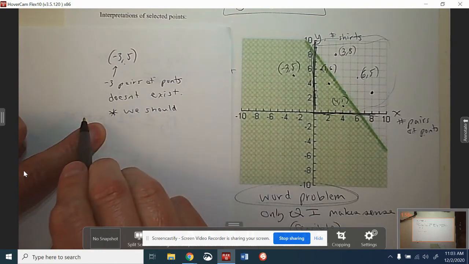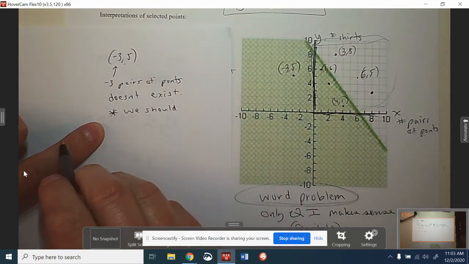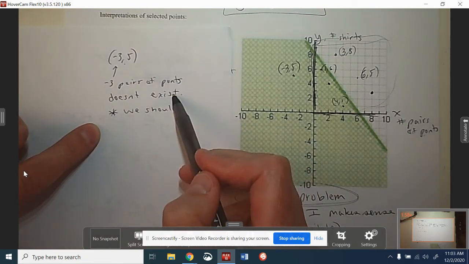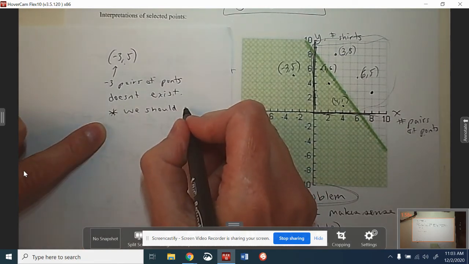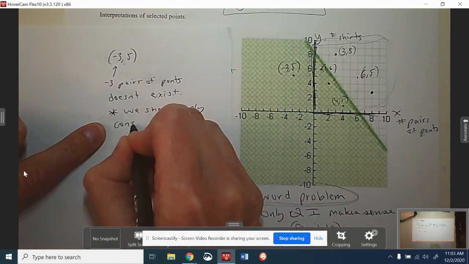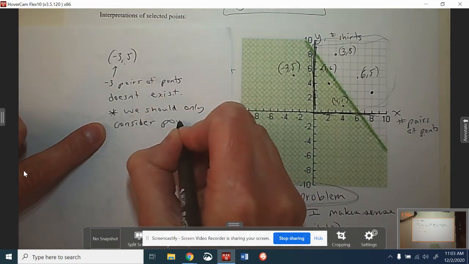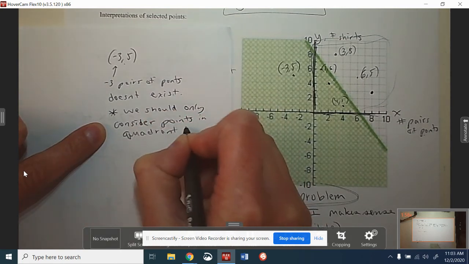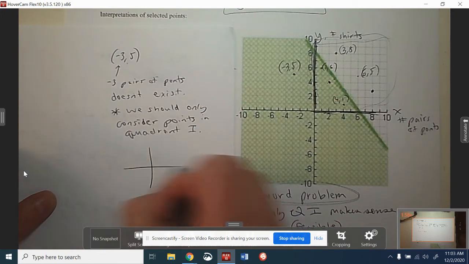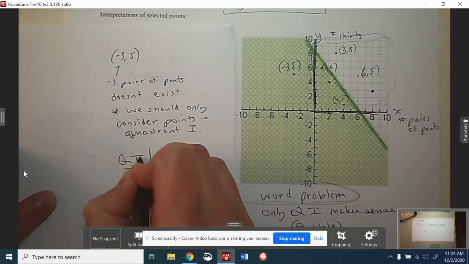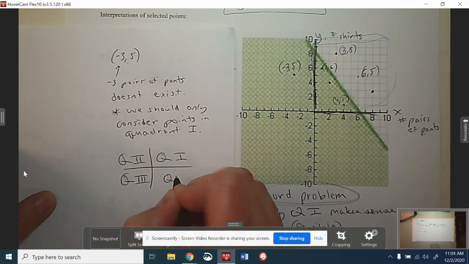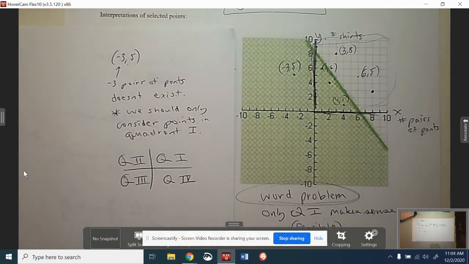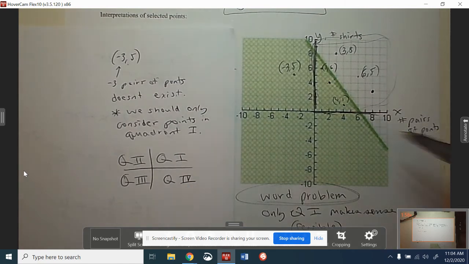Negative x numbers don't make sense here. Negative y's don't make sense here. You could write down anything like that. It doesn't have to be exactly these words. And let's just remind ourselves, we should only consider points in quadrant 1. We usually use Roman numerals for quadrants. Just to remind you, quadrant 1, this would be quadrant 2, 3, and 4. So when it comes to this real life word problem, we only want to consider the points in quadrant 1 because we can't have negative pairs of pants or negative shirts.